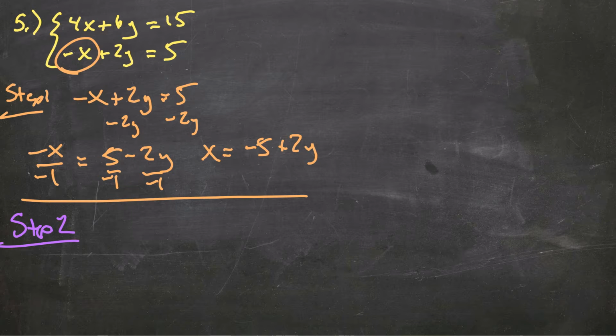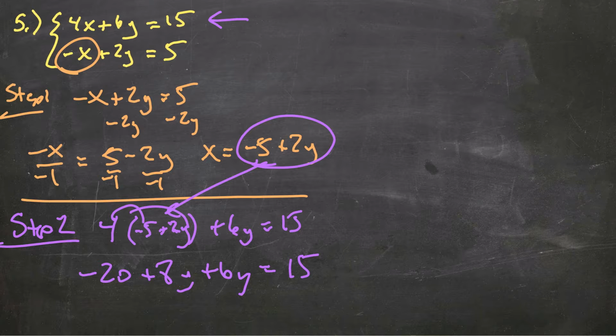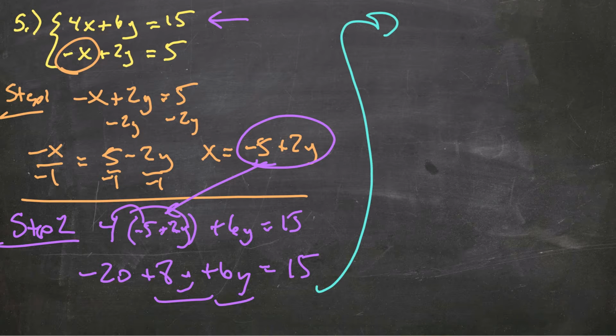Step 2 says I'm going to use the top equation. So I write 4, and I'm going to put empty parentheses in for x, plus 6y equals 15. I'm going to take negative 5 plus 2y and plug it right in. Now I'm going to distribute. I get negative 20 plus 8y plus 6y equals 15. All right. I'm going to combine my like terms. And that's going to give me step 3. I have 14y minus 20 equals 15.